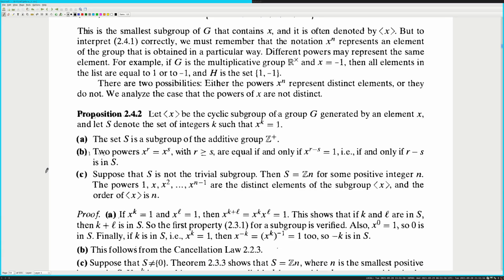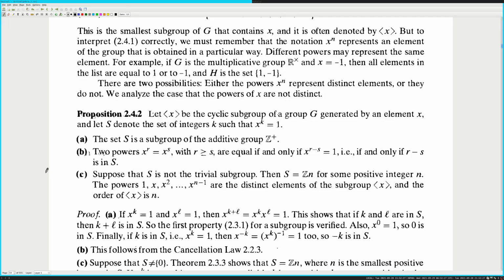For part A, it's a subgroup of the additive group, so he's going to prove that it's a subgroup, I guess. If x to the k and x to the l are equal to 1, then x to the k plus l is x to the k times x to the l, which is 1 times 1. This shows that if k and l are in S, then k plus l is in S. So the first property for a subgroup is verified.